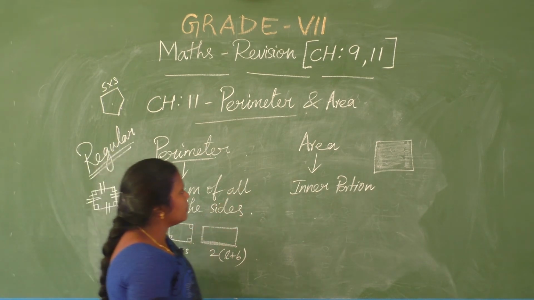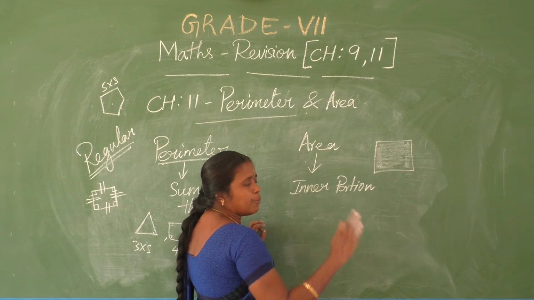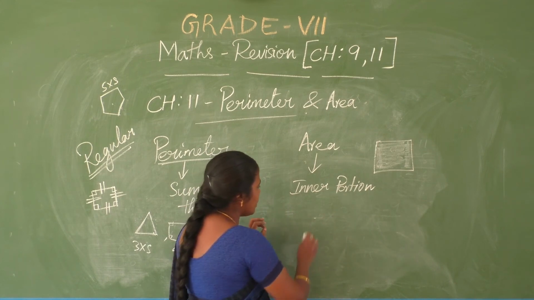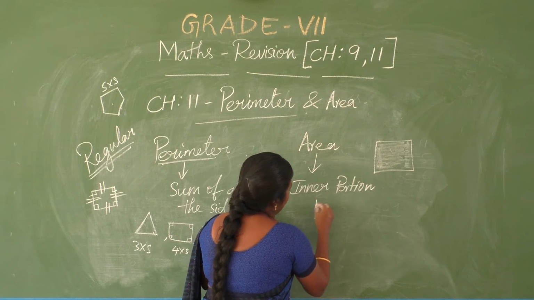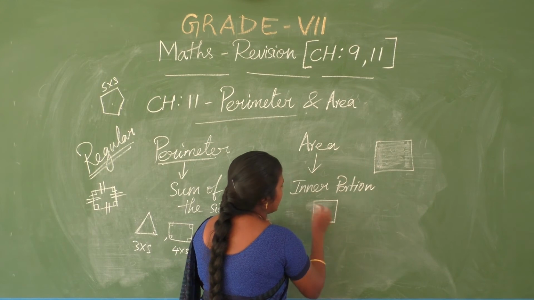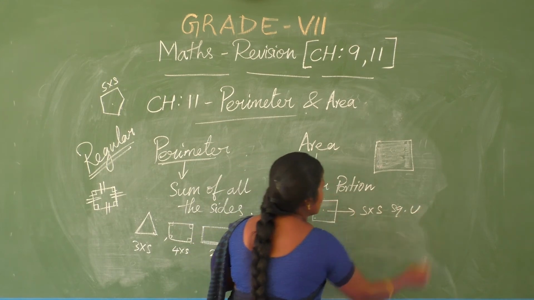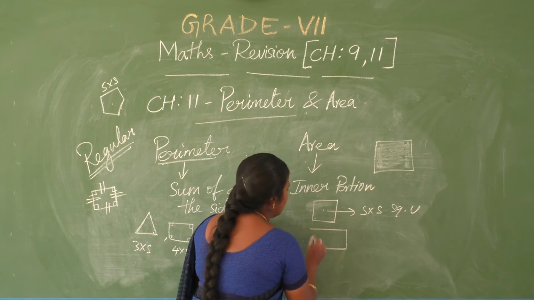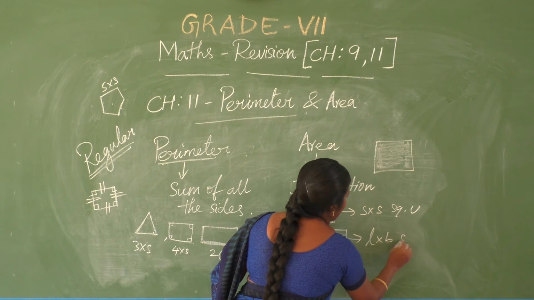Okay, come to area. Area means, as I said in the beginning, the inner portion of the figure. For the square, what is the formula for area? Side into side square unit. Rectangle, what is the formula? L into B square unit.